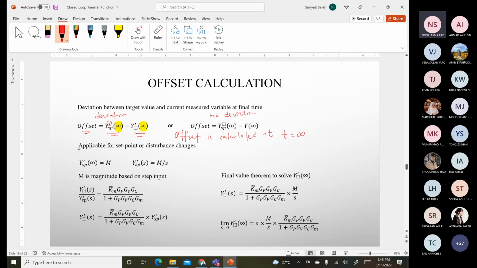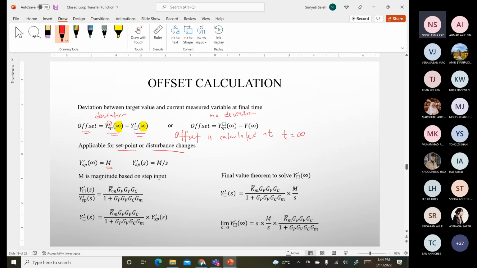So here, this offset calculation is applicable either for set point or disturbance changes. So this means you can do it both, no problem. The offset is just to indicate the deviation between the target and the measured value. So the YSP normally is based on the magnitude. So this is like the step input. When you do the first order, you have the step input. The same goes with the YSP here, where you have the M.